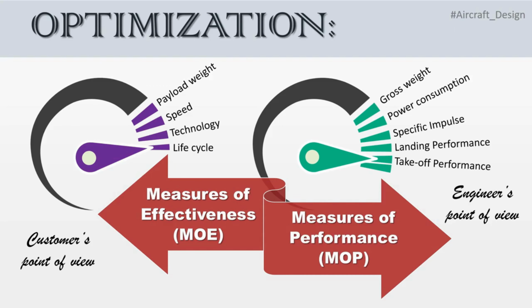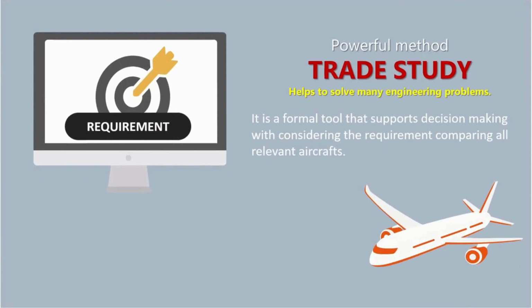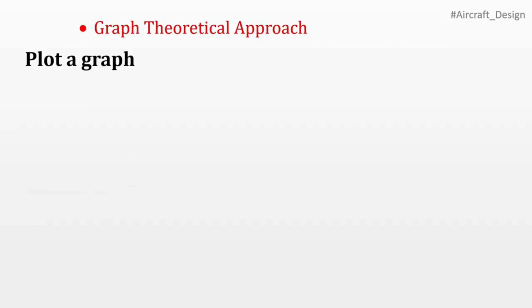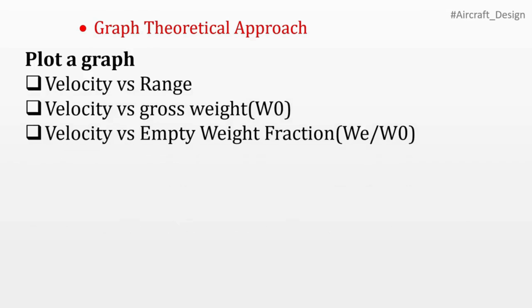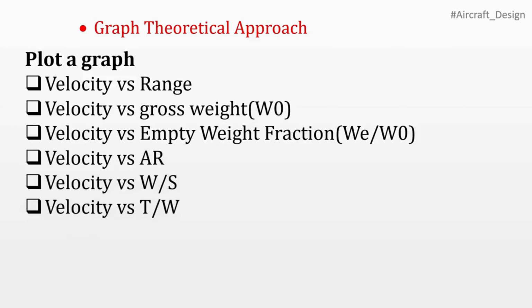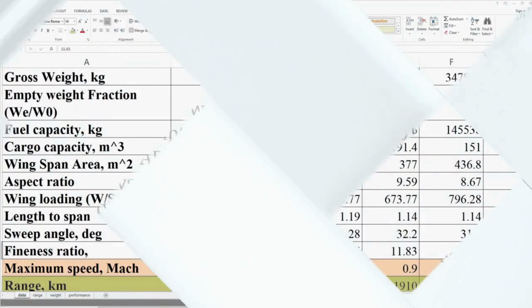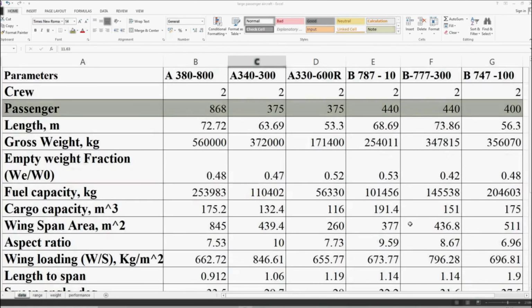So basically, trade study depends on the assumptions and criteria made by the teammates. Here I will show you a graphical method to filter the important parameters, how to obtain the gross weight, empty weight fraction, aspect ratio, wing loading, thrust loading, aerodynamic efficiency from this large passenger aircraft, and we will optimize it. We will find some more extra parameters. We'll look into it. So first what I have done is I have opened the Excel.